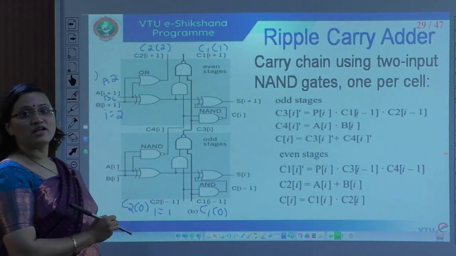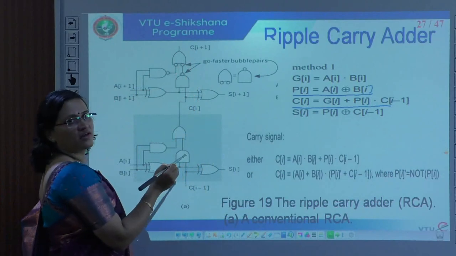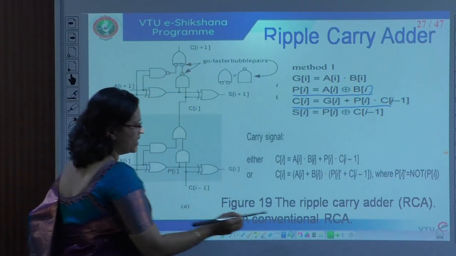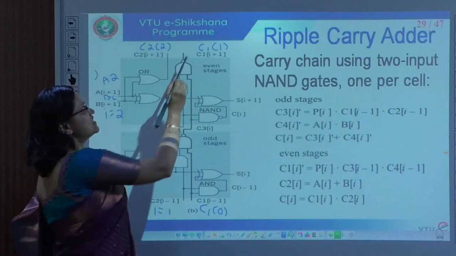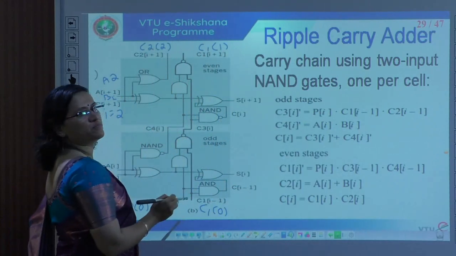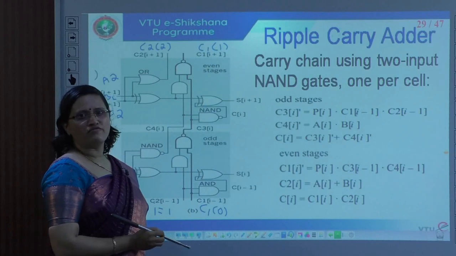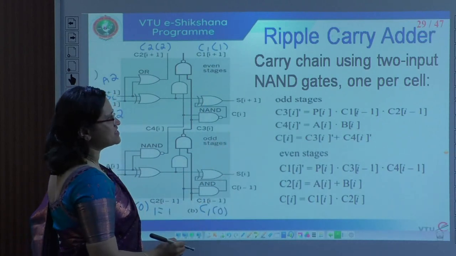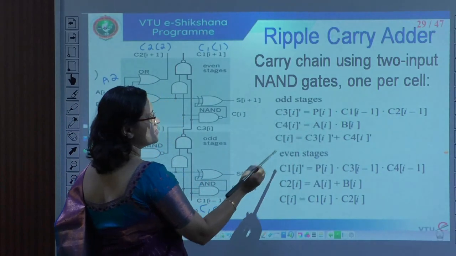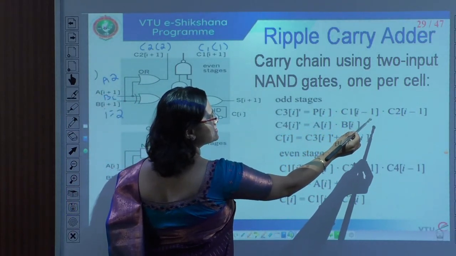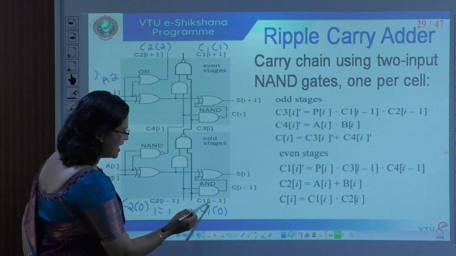In the conventional ripple carry adder, we have only one output, that is Ci plus 1. But in the alternative ripple carry adder, we have two outputs, that is Cout MSB minus 1 and Cout MSB. These two can be connected to an xor gate to detect arithmetic overflow. For the odd stages, the equation is C3i complement, which is nothing but Pi into C1 i minus 1 into C2 i minus 1. You can see here C2 i minus 1 and C1 i minus 1.